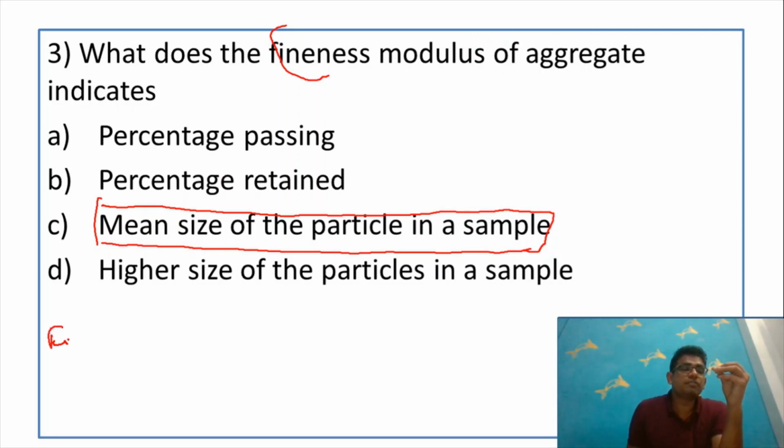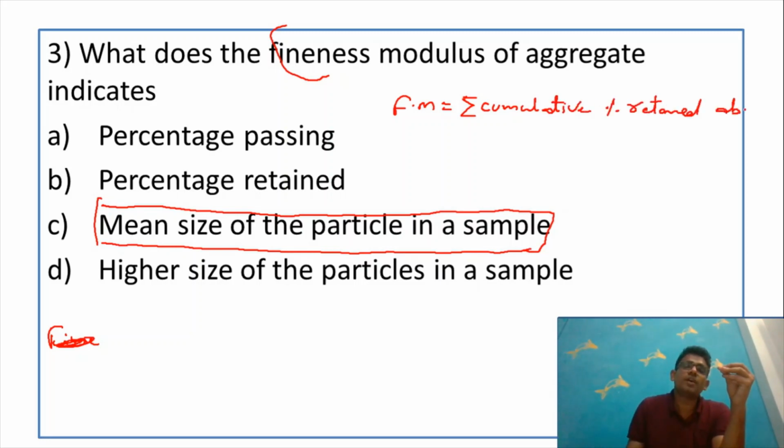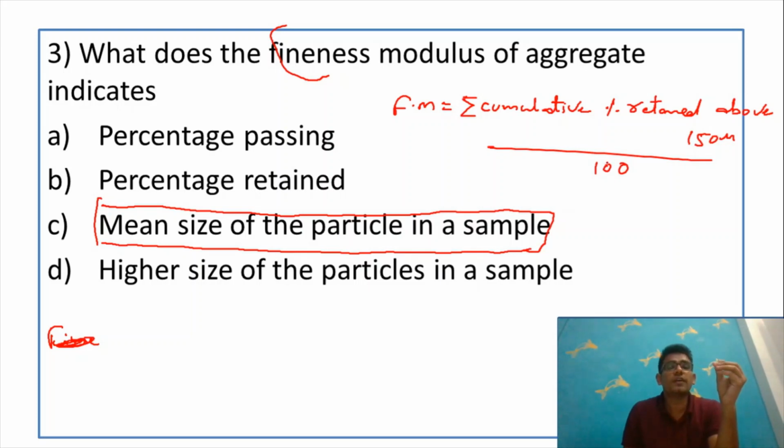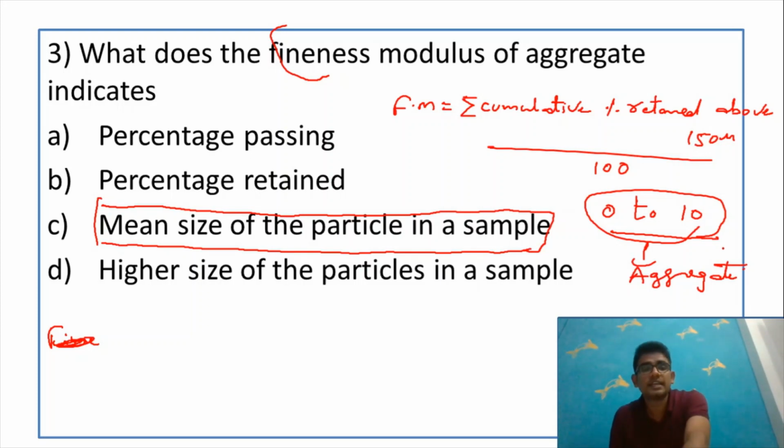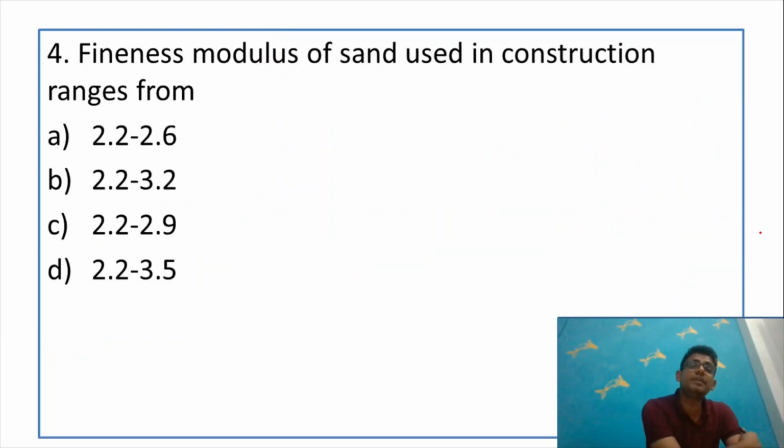And the formula to determine the fineness modulus is sigma of cumulative percentage retained above 150 microns divided by 100. That's the formula. So this fineness modulus varies from usually 0 to 10 for different types of aggregate, whether it may be fine aggregate or coarse aggregate, whatever it is. Fineness modulus usually varies from how much? 0 to 10 for the aggregate. So what does the fineness modulus indicate? It indicates the mean size of the particle.